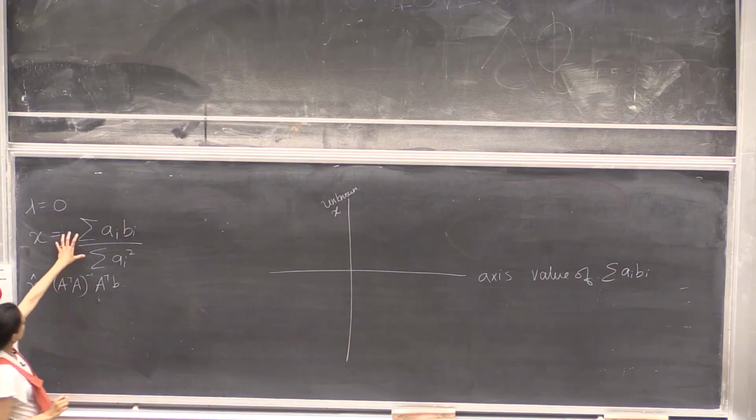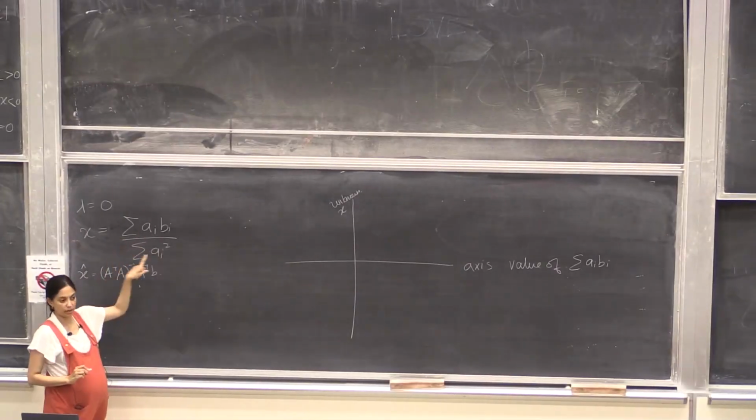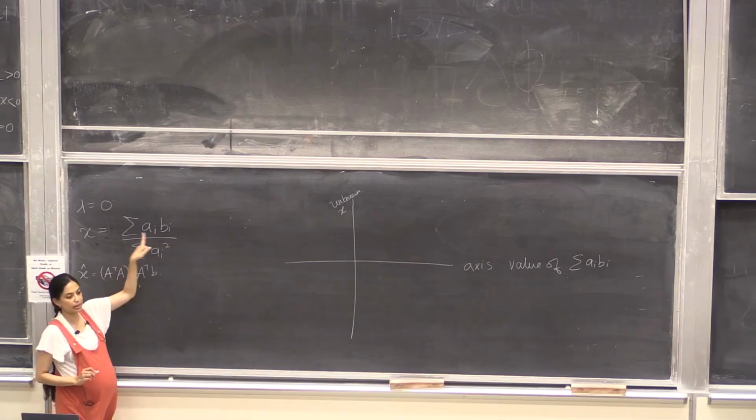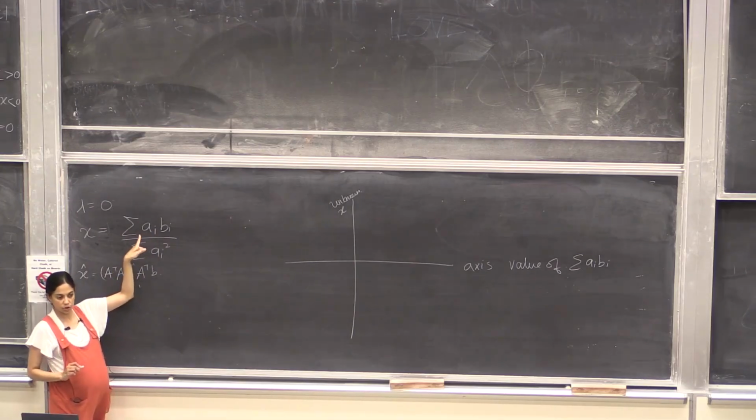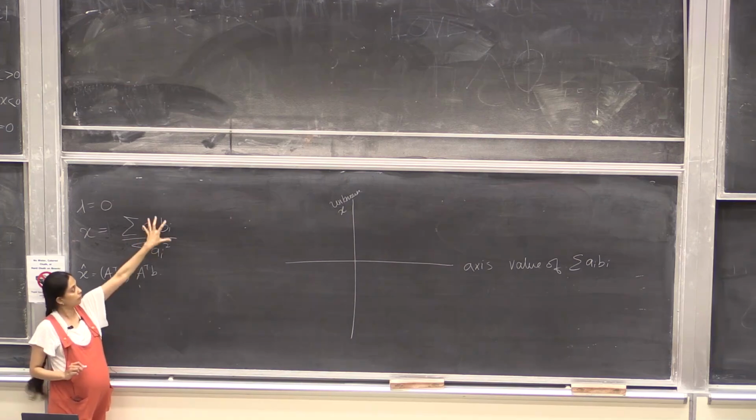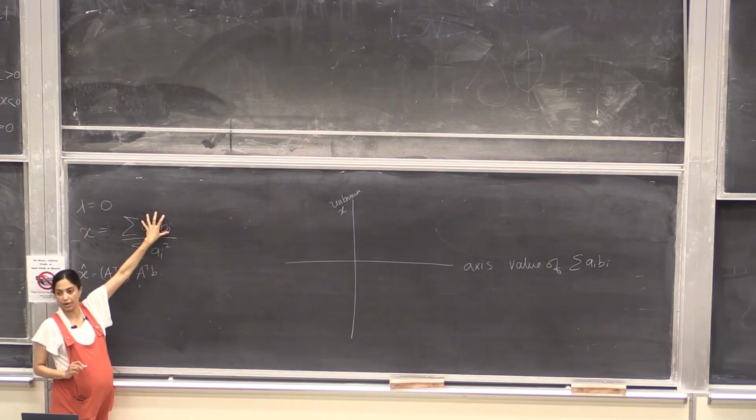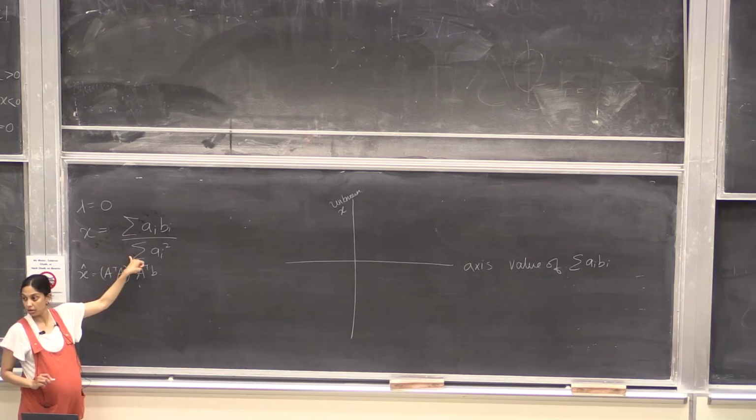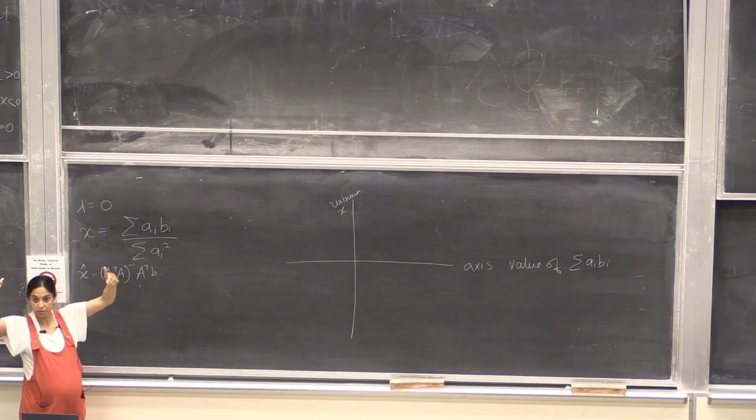So when lambda is equal to 0, all I have is x equal to this quantity. What kind of function of sigma ai bi is this? It's just a linear function of sigma ai bi. If you think of this whole thing as some quantity, how is x related to it? It's directly proportional, and the constant of proportionality is given by this thing, 1 over the sum of ai squared. Everyone see that? Give me some thumbs up.